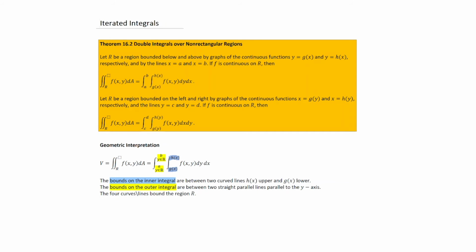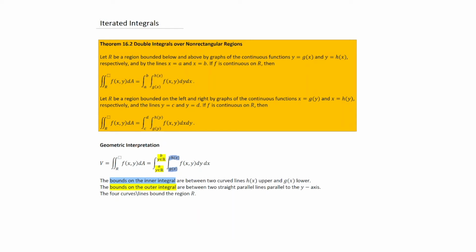And so now we can move on to look at Theorem 16.2, which is for double integrals over non-rectangular regions. So let R be a region bounded below and above by graphs of the continuous functions y = g(x) and y = h(x), respectively, and the lines x = a and x = b. If f is continuous in R, then the double integral of f(x,y) dA is the integral from a to b, integral from g(x) to h(x), of f(x,y) dy dx.